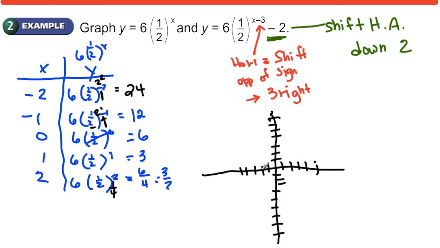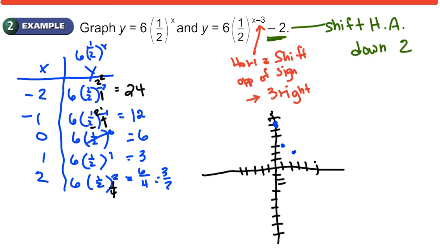So -2 and then 24 is way up there. Not going to worry about it. -1 and 12 is, again, way up there. I'm not going to worry about it. 0 to the 6, so we go 1, 2, 3, 4, 5, 6. But we know it's coming from up here somewhere. 1 goes to 3. 2 goes to 1 1/2.